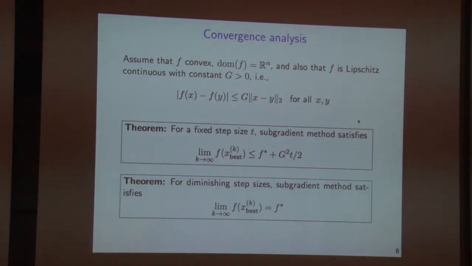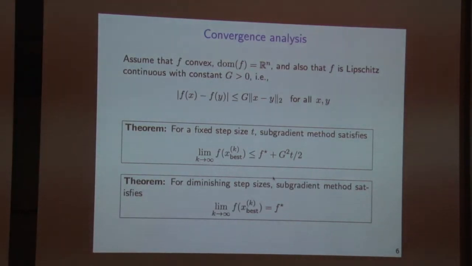The first is that if we fix the step size t, subgradient method in the limit is suboptimal by an amount G squared times t over 2. G was the Lipschitz constant of the function. So if we use a fixed step size, we're not necessarily going to get the optimal criterion value in the limit as we carry on steps of the algorithm for an arbitrarily long amount of time. But it'll be suboptimal by this amount. You can see the smaller the step size, the smaller this gap between f star and the best achieved criterion value along the sequence of subgradient method iterates.